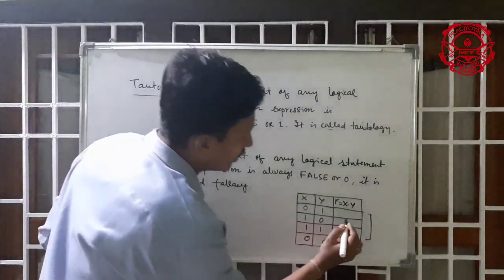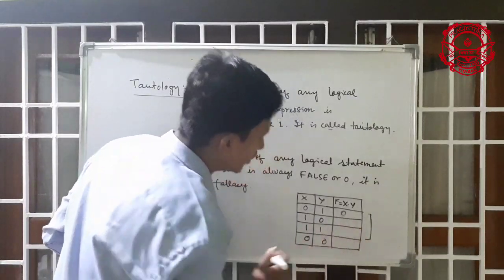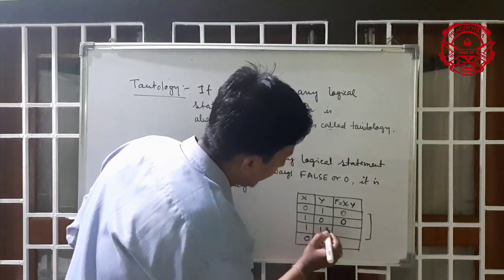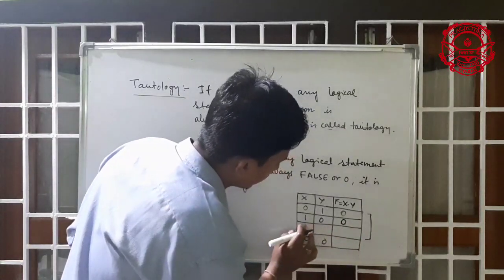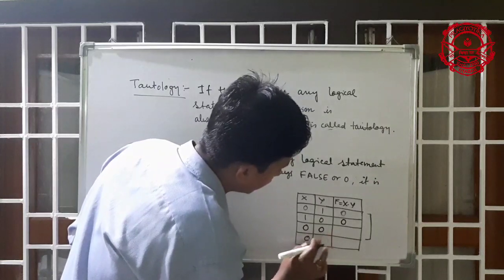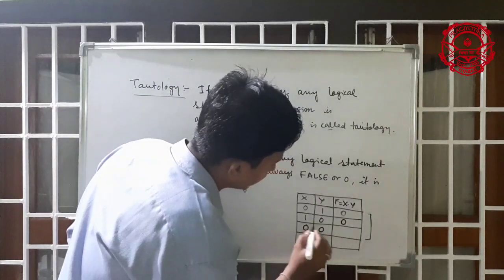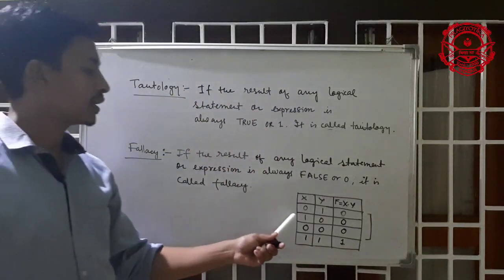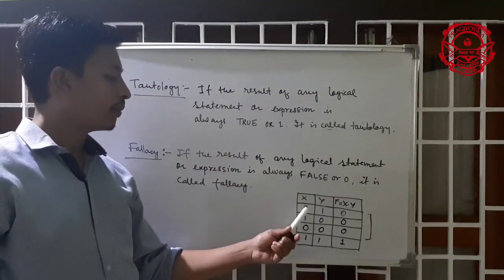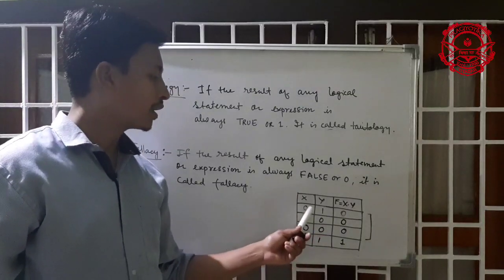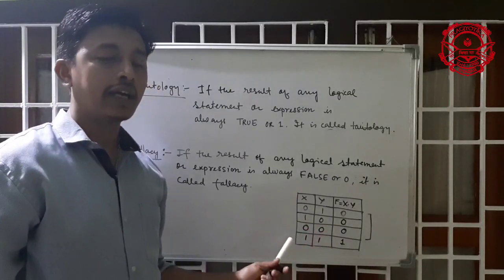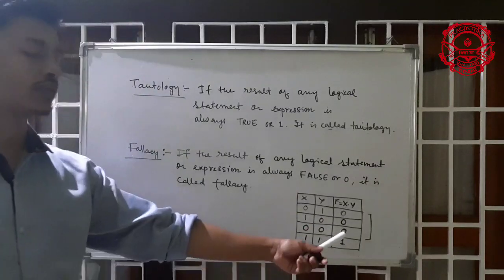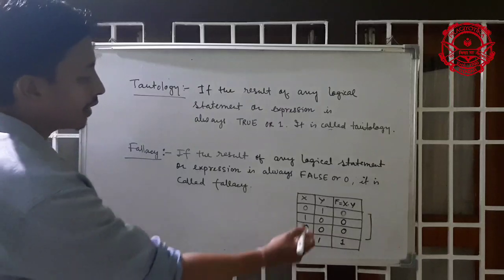Here you can see 0 1 0 1 0 0 1 1 1 1. The first three rows always have the expression false, because both the expressions should be true, but here only one expression is true and the other expression is false. So that's why the answer will be false. But the last expression is true, that's why it is true. So that's why it is called falsy.